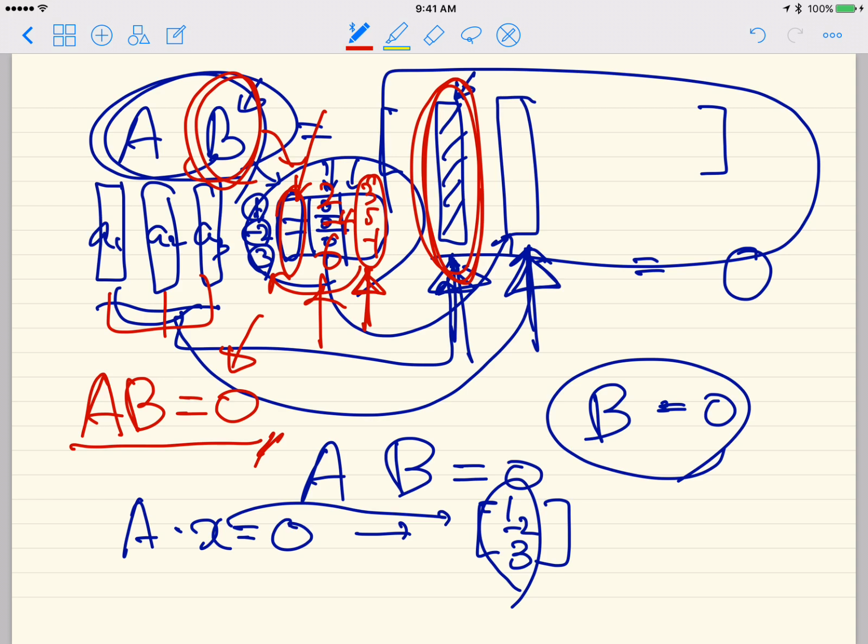Yeah, you now understand that when A times B is 0, but both A and B are non-zero, this is when the columns of A are linearly dependent.